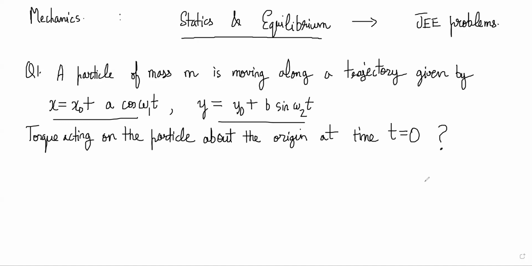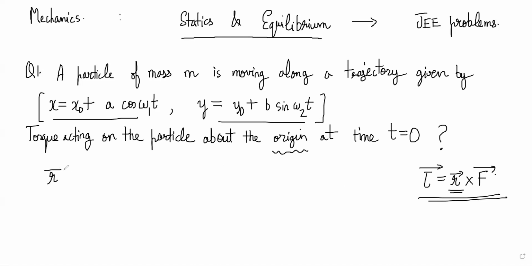So if you remember, torque is equal to R cross F. This is the general way to calculate torque. And here you have to find the torque about the origin. So this R vector must be the vector from the origin to the point where the particle is. And the F vector is the force acting on the particle, right? So now the problem is that they have not given us the force, right? So how would you calculate torque without knowing the force? So the idea is that you have to use the fact that x and y are given to figure out the force on the particle.